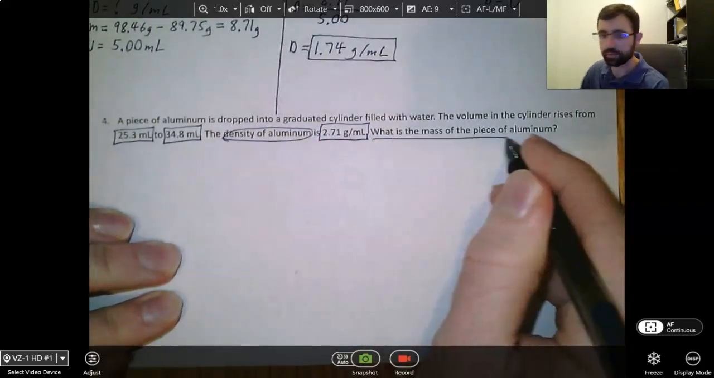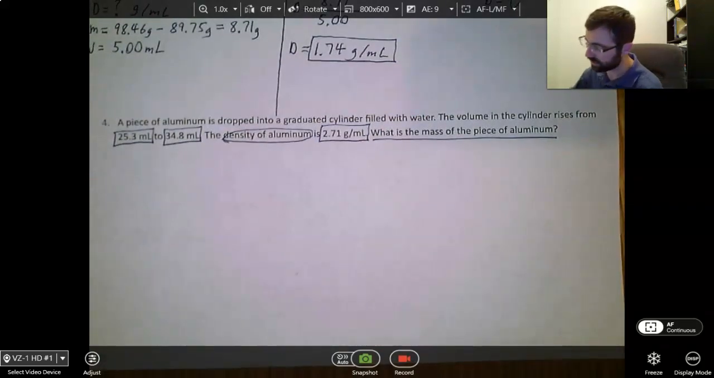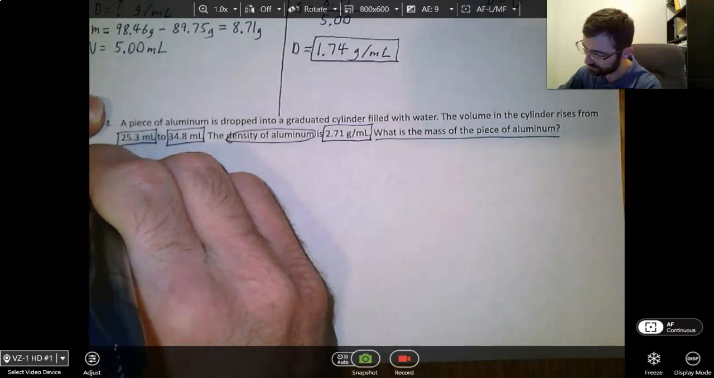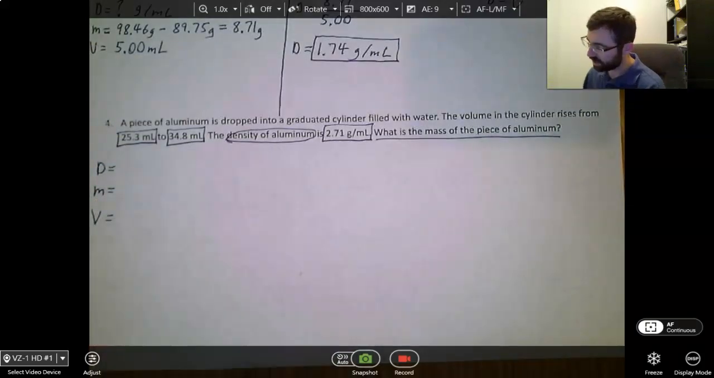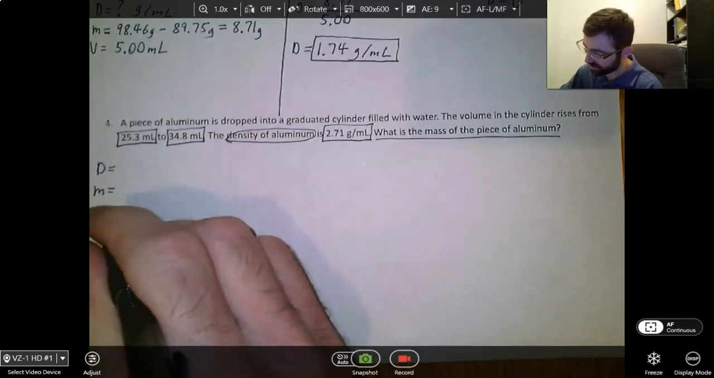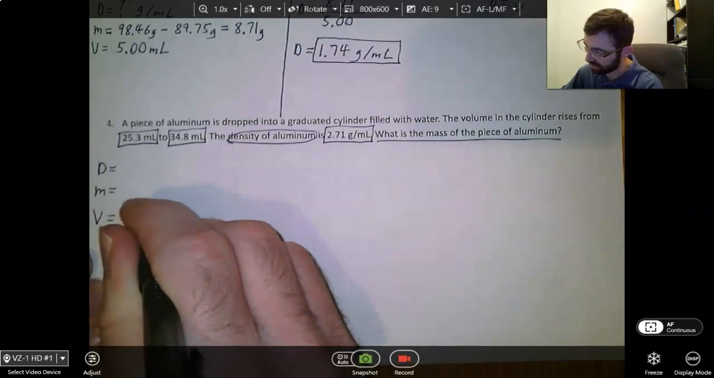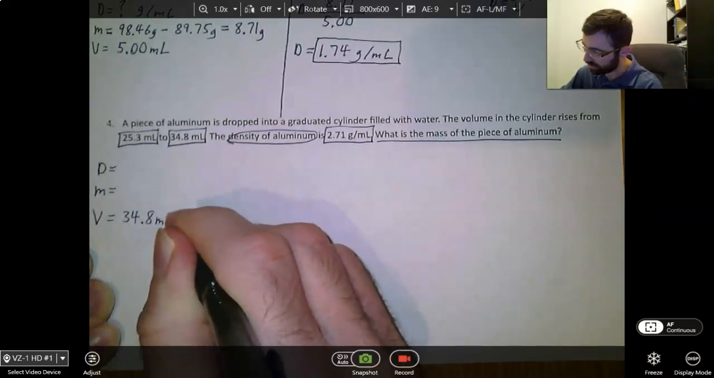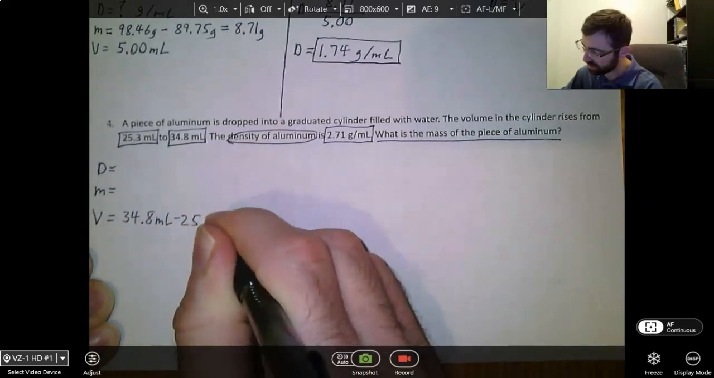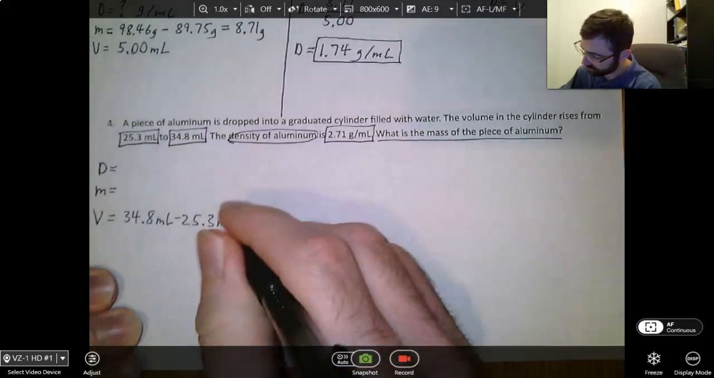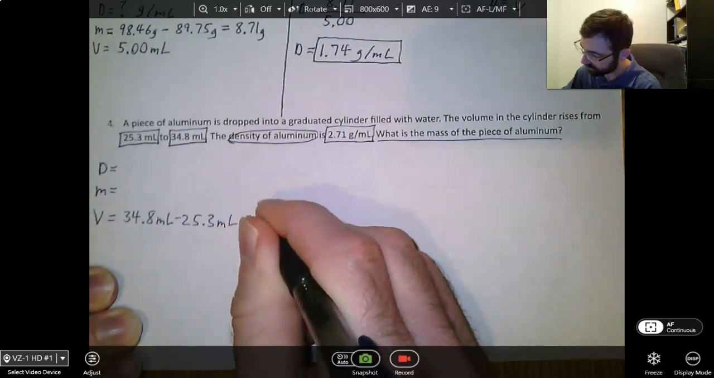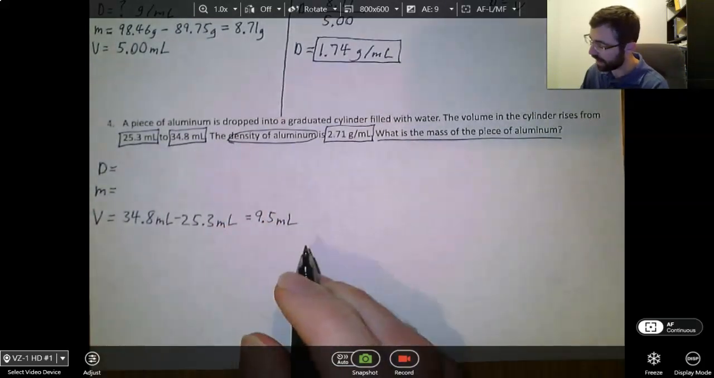What's the mass of the piece of aluminum? All right, let's look at it. D, M, and V. We said our volume, we need to take the difference, 34.8 milliliters minus 25.3 milliliters. Since I just have one decimal in both of those, I need to round to one decimal. 34.8 minus 25.3, I get 9.5 milliliters.